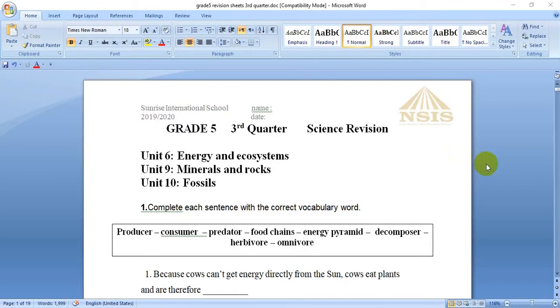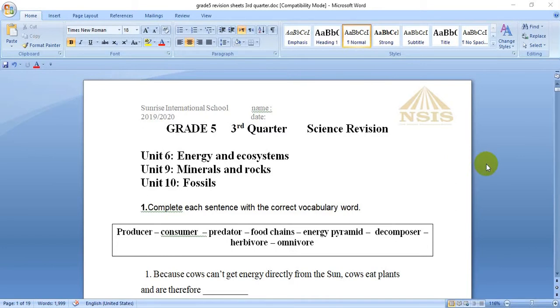Today we will solve the science revision sheets. But let me first tell you what we have covered during this quarter. We covered Unit 6, Energy and Ecosystems, Unit 9 as well, Minerals and Rocks, and Unit 10, Fossils.